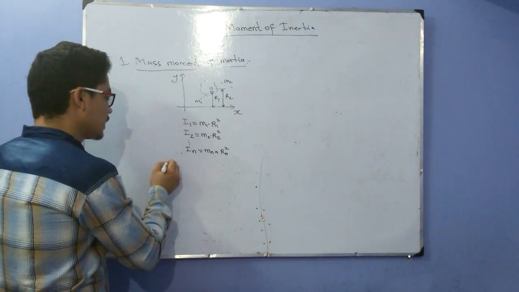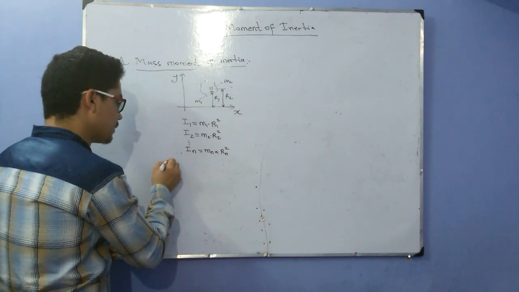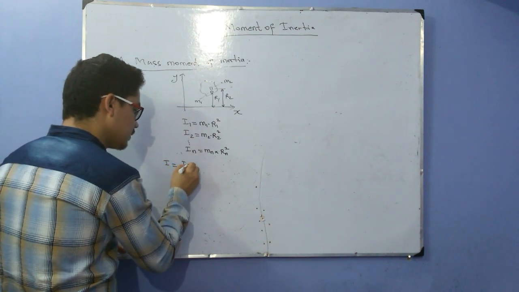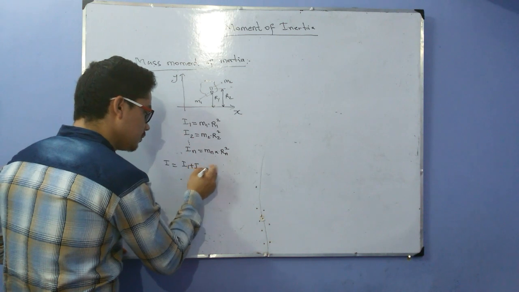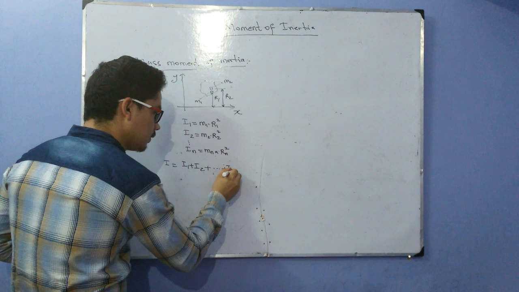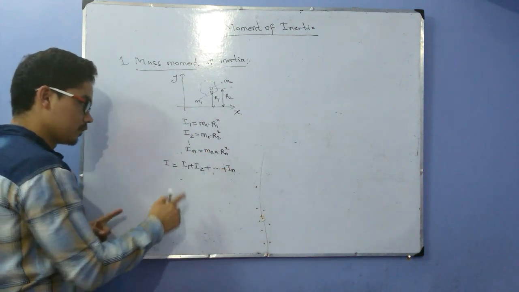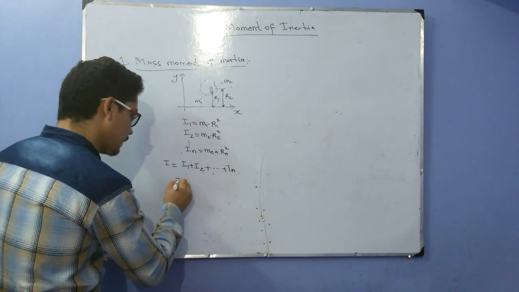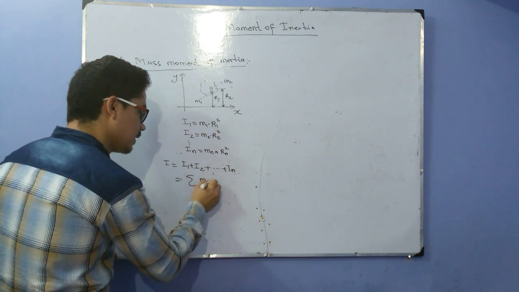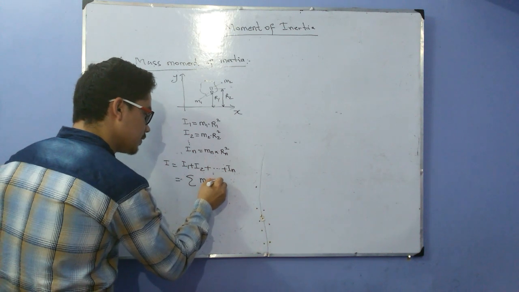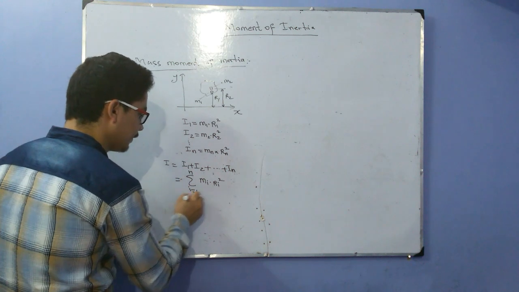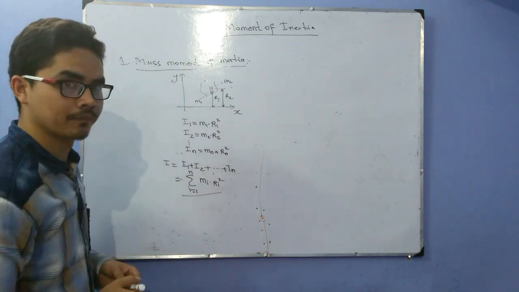Now, if I sum up this one, the mass moment of inertia for the entire object can be obtained as I is equal to I1 plus I2 plus ... In. Now if I substitute those values, I will have sigma mi ri square, where i is starting from 1 to n. This is the mass moment of inertia.